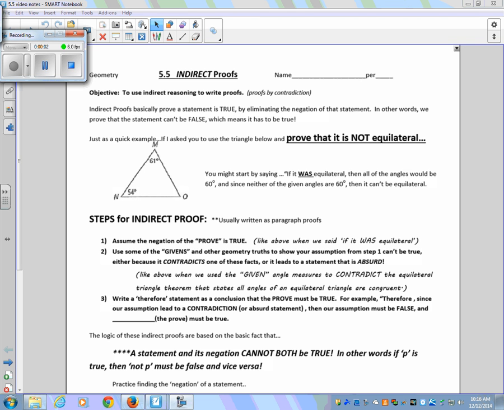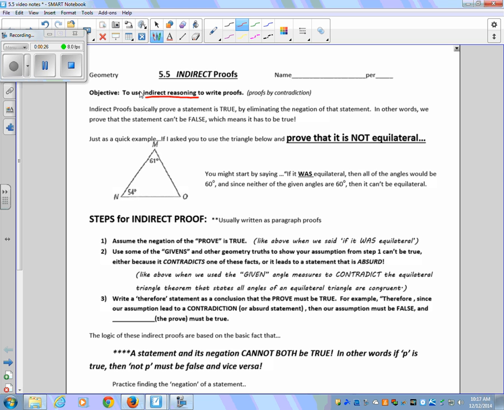Hi, this is Mrs. Myers, and today we are going to learn section 5.5, indirect proofs. This is a new kind of proof. Actually, these are written as paragraph proofs typically. And the idea of these proofs is to use indirect reasoning in order to prove something is true.